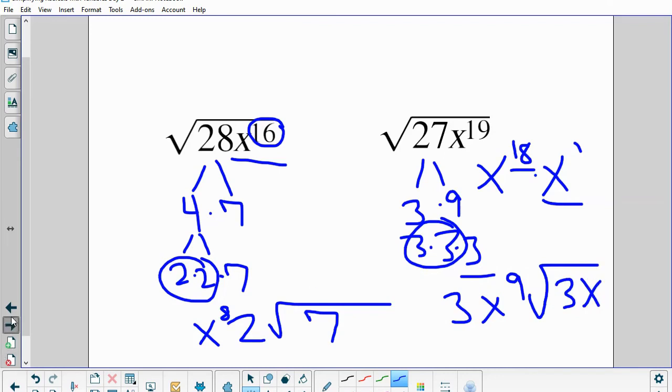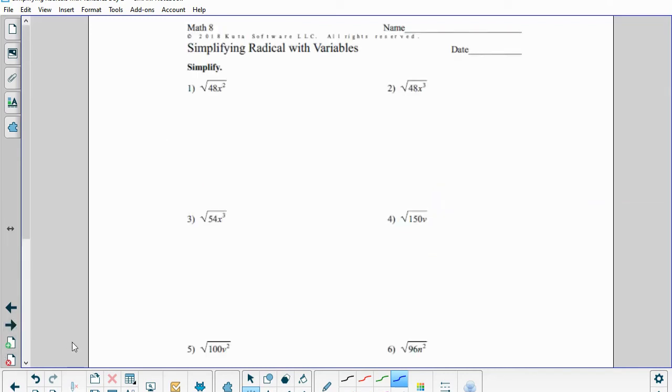Okay, so there's that one. So let's try a few of those with our exponents. So the simplify radicals with variables worksheet is our assignment today. So thank you very much.